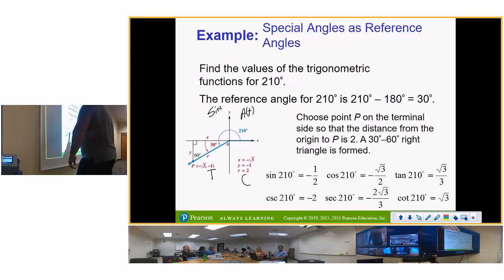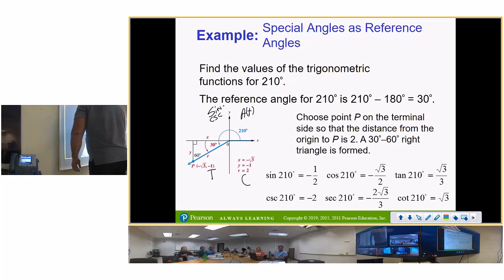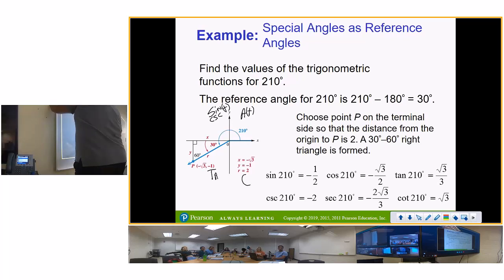All Students Take Calculus. All are positive. Sine and cosecant are positive. That means everybody else is negative. Tangent and cotangent are positive. That means all the others are negative. Cosine and secant are positive. That means everything else is negative.